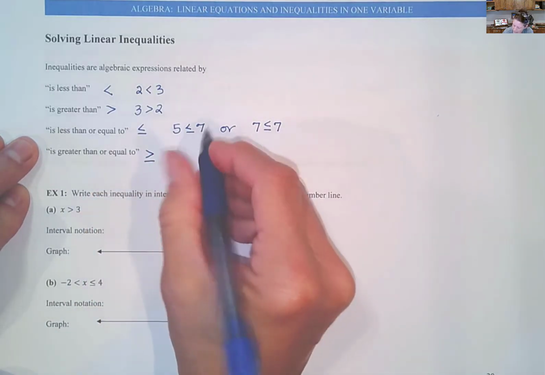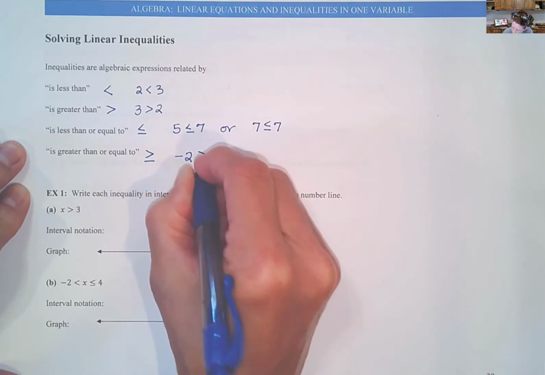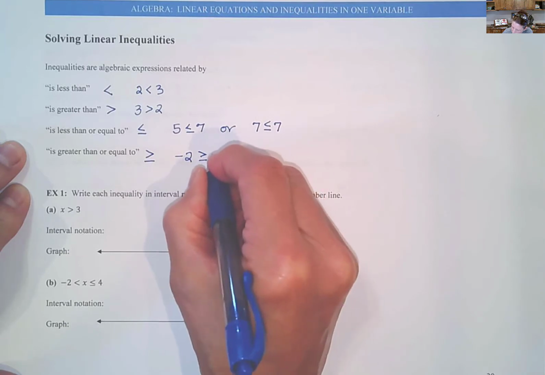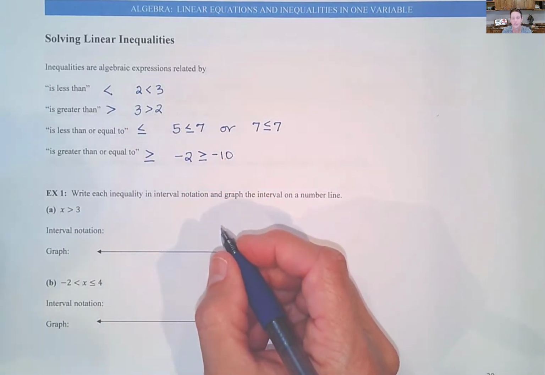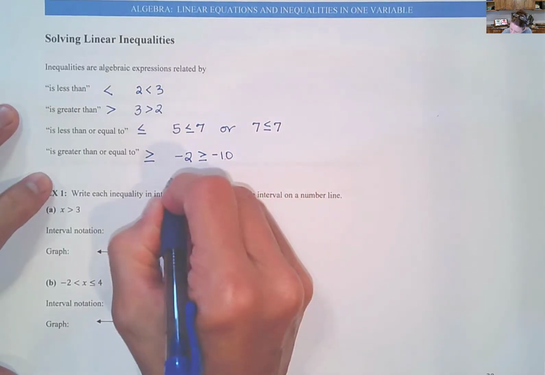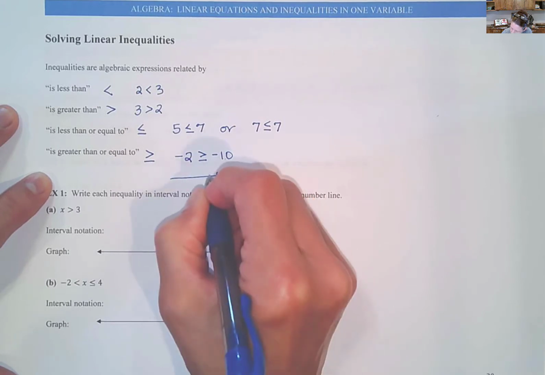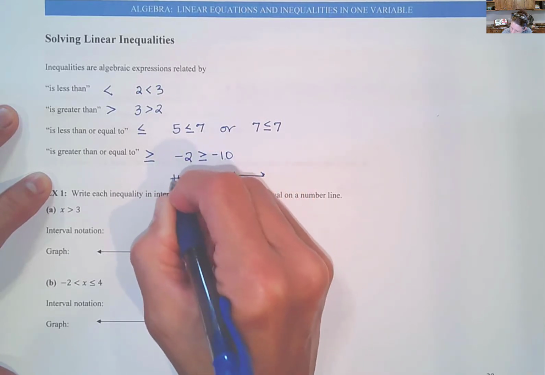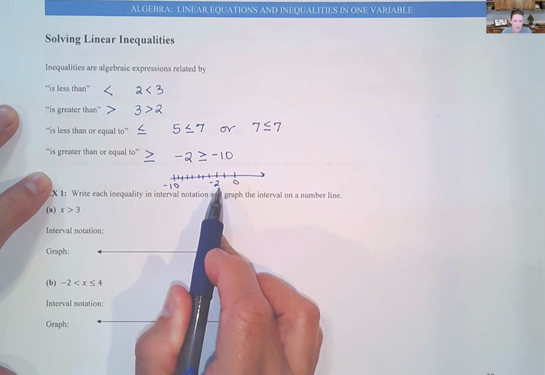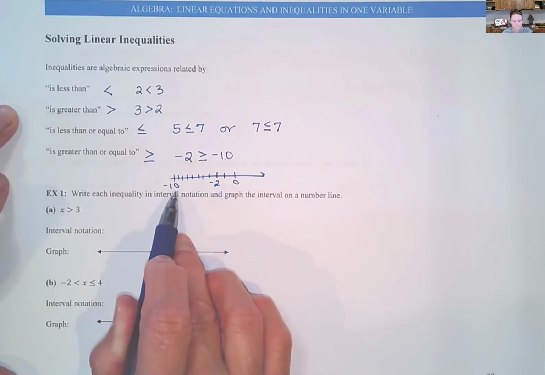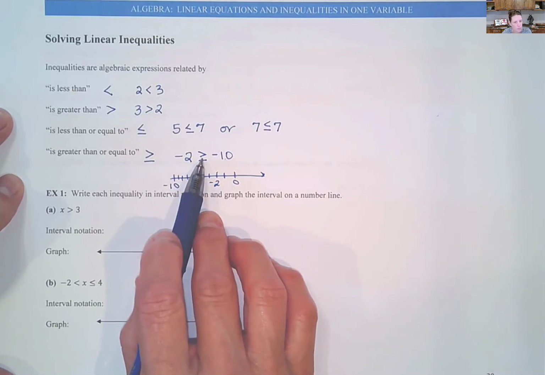For example, we might say that -2 is greater than or equal to -10. This gets a little bit tricky, but -2 sits to the right of -10 on a number line, and therefore we say that -2 is greater than -10. And again, it's the greater than symbol that's the correct part here, or the true part.